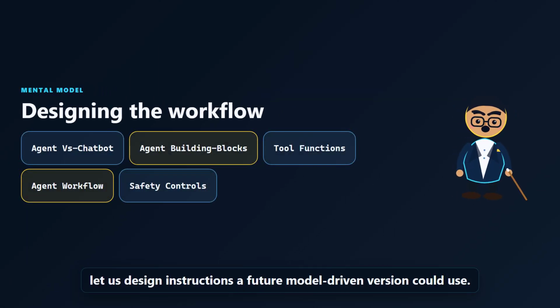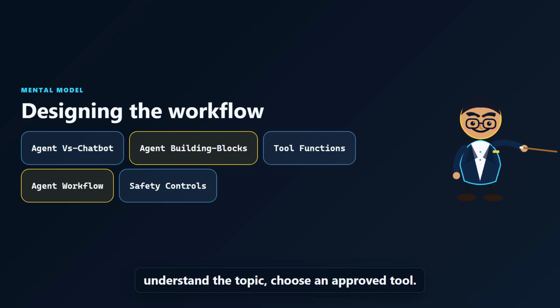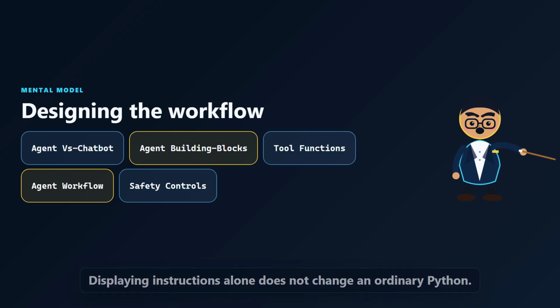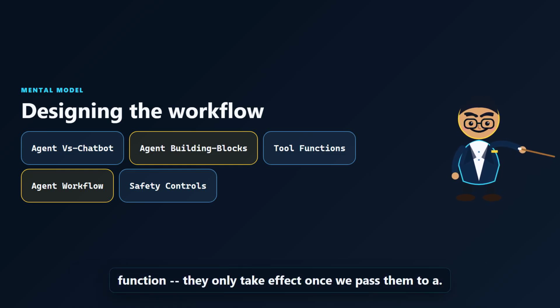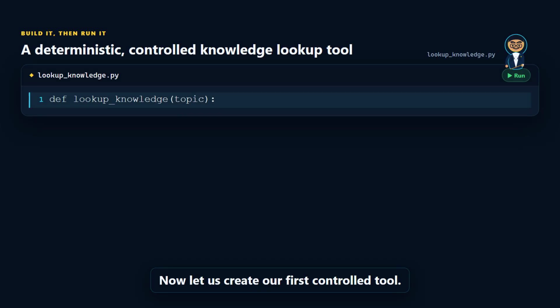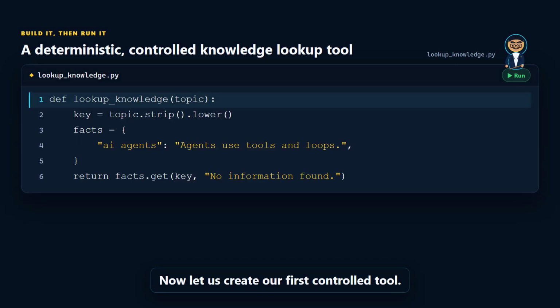Before writing code, let us design instructions a future model-driven version could use. Understand the topic, choose an approved tool, and never invent information. Displaying instructions alone does not change an ordinary Python function. They only take effect once we pass them to a language model. Now, let us create our first controlled tool.